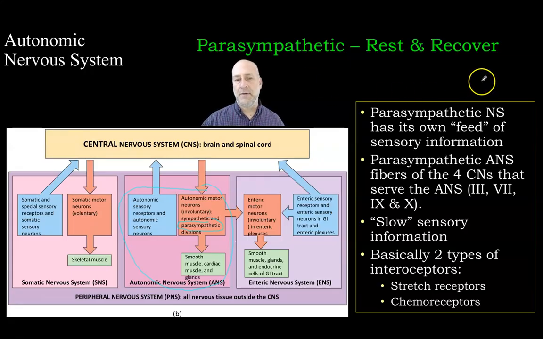So now we'll start with the sensory, right? Sensory, integrate, motor, always the same path that we take. What is the sensory? Well, it's got its own feed of information. And again, it's going to come in on cranial nerves 3, 7, 9, and 10. It's going to feed in, and it is slow sensory information.